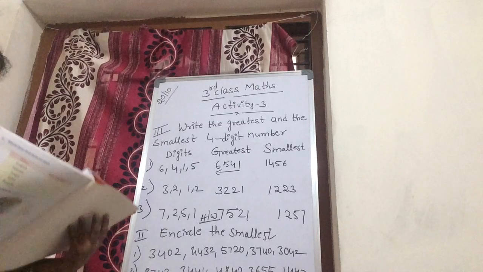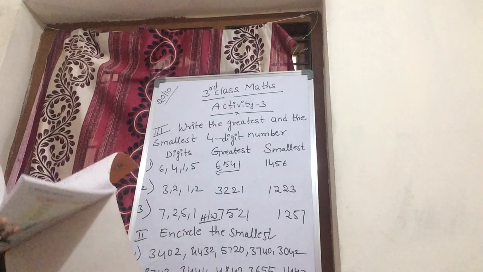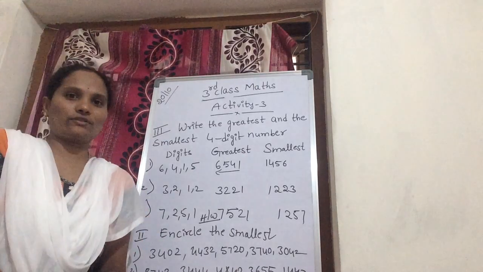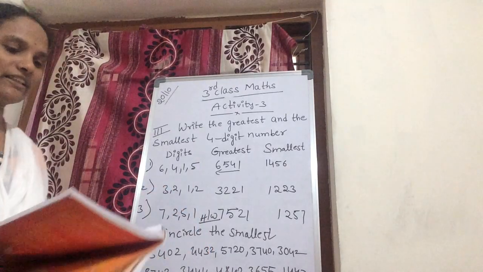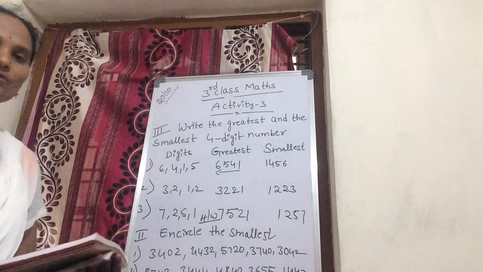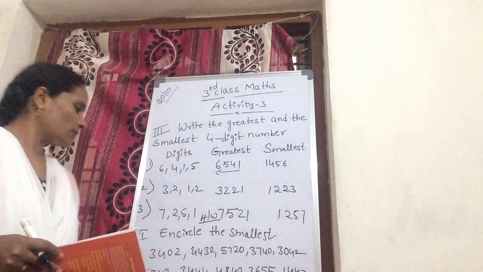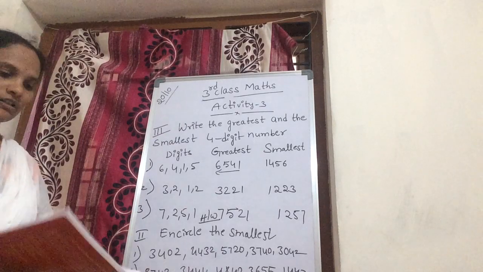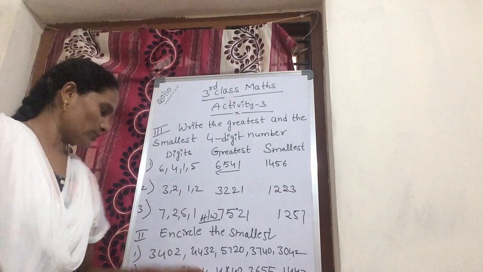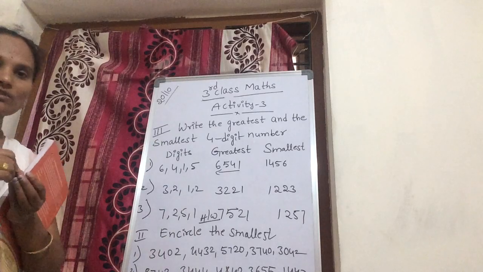Okay, children. Revision is over. Not the first chapter. In the next class, I will explain the first chapter, formation of 4-digit numbers. Okay, copy in your classwork. These two are your homeworks. Do these two homeworks and post in our group.